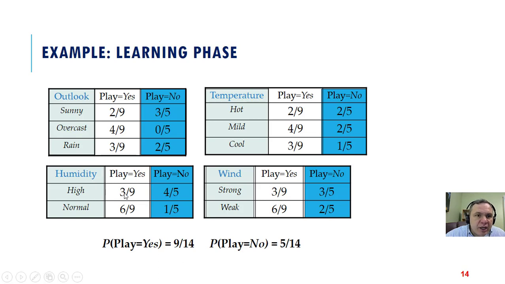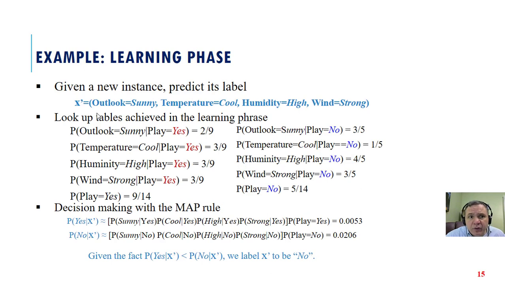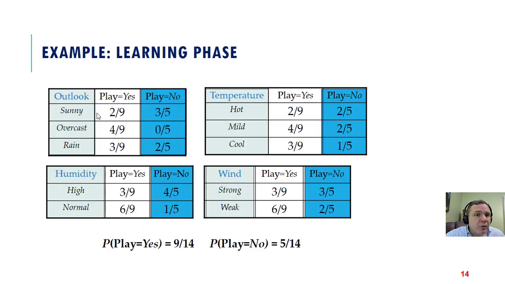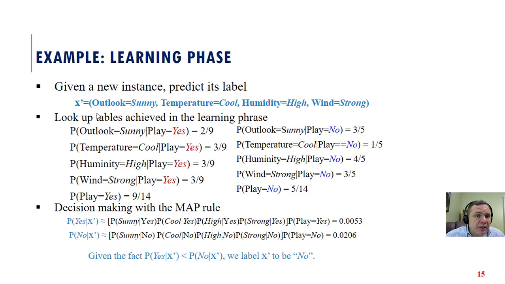Rain, when it's raining, in 3 out of 9 cases they play, in 2 out of 5 cases they don't play. Now humidity, when the humidity is high, 4 out of 5 they don't play, and so on and so forth. So we make observations like that with every one of these features and with every one of the values of every one of these features.